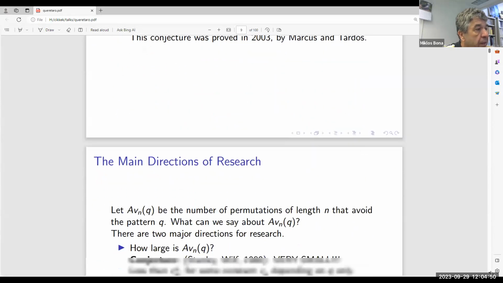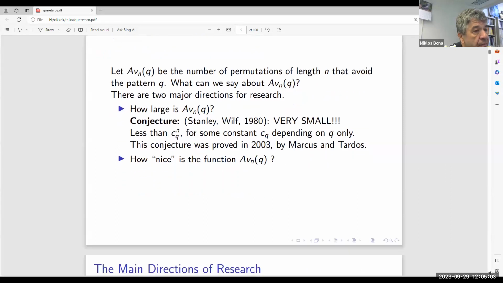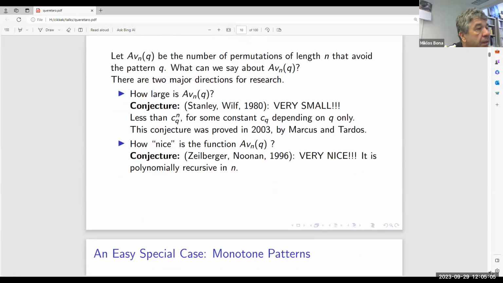Okay. So the other main direction of research is how nice is this function, this sequence of numbers of permutations avoiding a given pattern Q. There was a conjecture there by Doron Zeilberger and his student John Noonan, which said that this is a very nice sequence, namely that it's polynomially recursive in n.